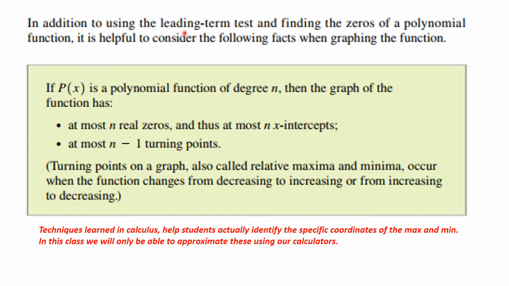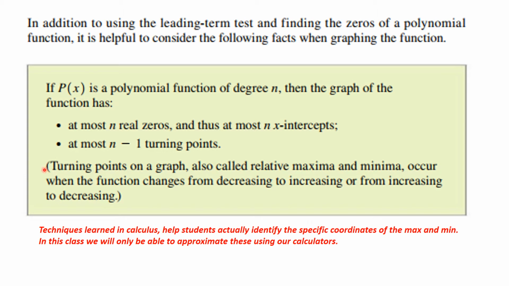In addition to the leading term test and finding the zeros of polynomial functions, which we covered in chapter 4.1, it is helpful to consider the following facts when graphing a function. If p is a polynomial function of degree n, then the graph is going to have at most n real zeros. And since a real zero is an x-intercept, it has at most n x-intercepts. When you talk about turning points, it will have at most n minus 1 turning points.